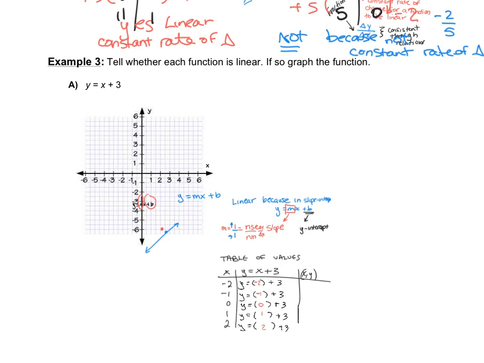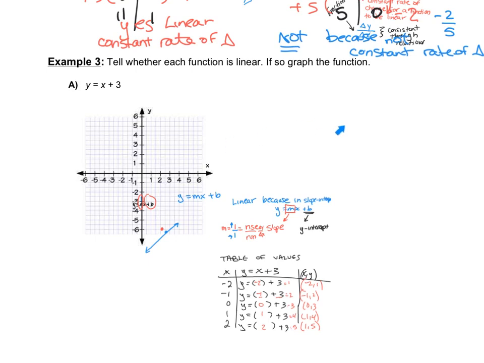-2 plus 3 is 1. So -2 comma 1 is the first point. -1 plus 3 is 2. So -1 comma 2. 0 plus 3 is 3. 0 comma 3. 1 plus 3 is 4. 1 comma 4. And 2 plus 3 is 5. So 2 comma 5. If we plot those points, you're going to notice that all of those points are going to be on that blue line.